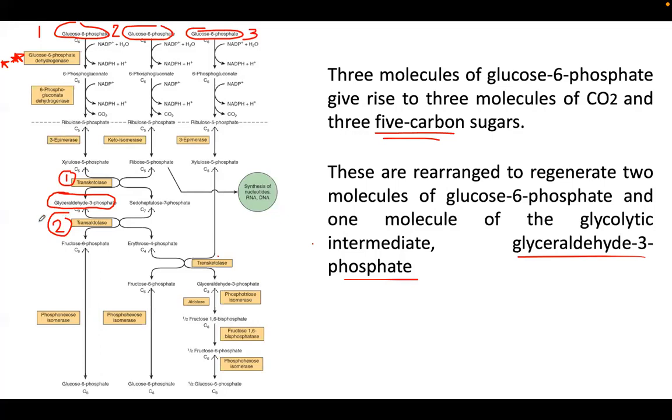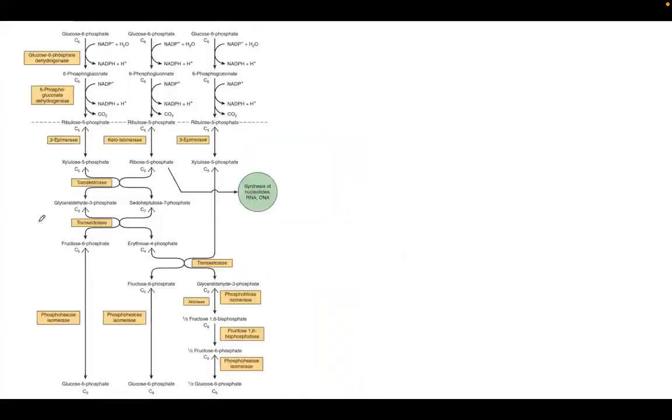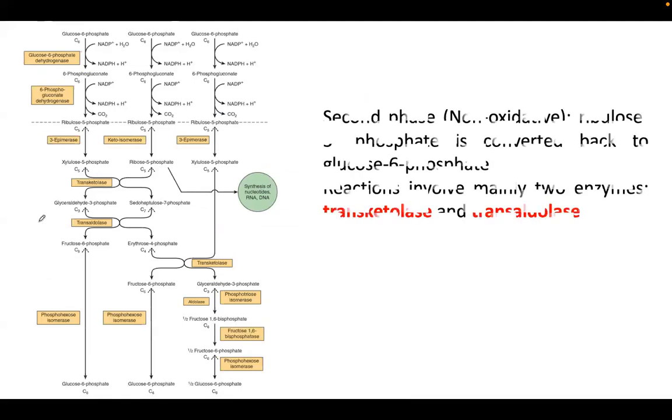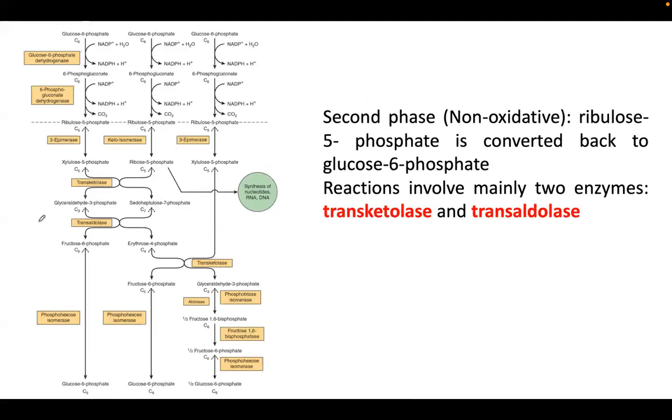Okay, it is transketolase. Very, very important. Now, going back to this illustration, the second phase is the non-oxidative phase. So again, what is the end of the oxidative phase? What product is produced at the end of the oxidative phase? That product is ribulose 5-phosphate.